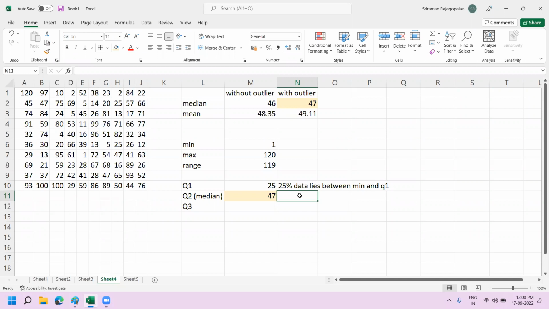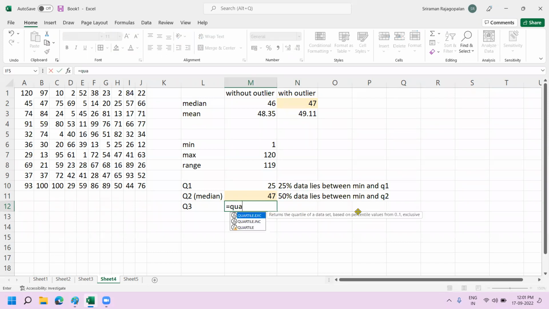Q2 47 means half the data or 50% of the data lies between minimum and 47. Okay, so 50% data lies between minimum and, sir, the minimum will be Q1, right, for quartile 2? The minimum value of the data set. Okay.